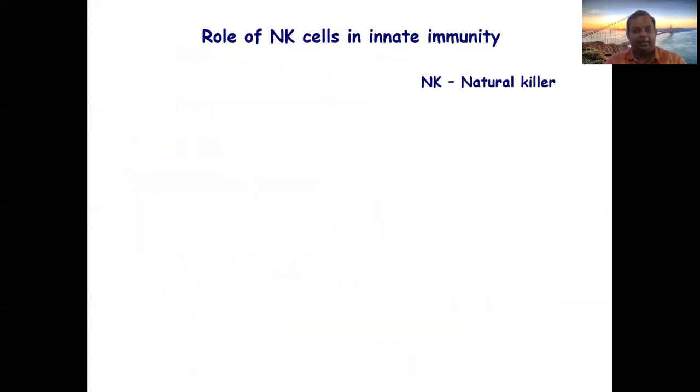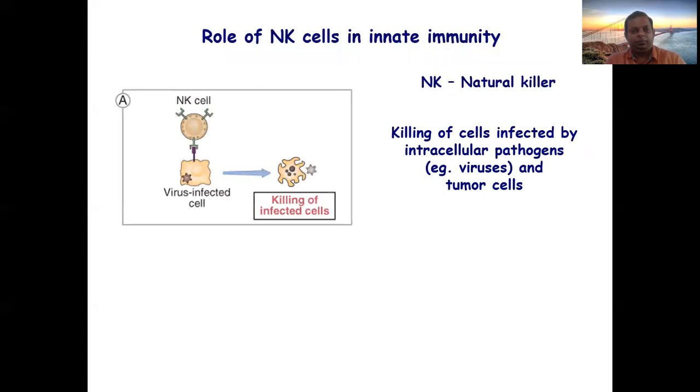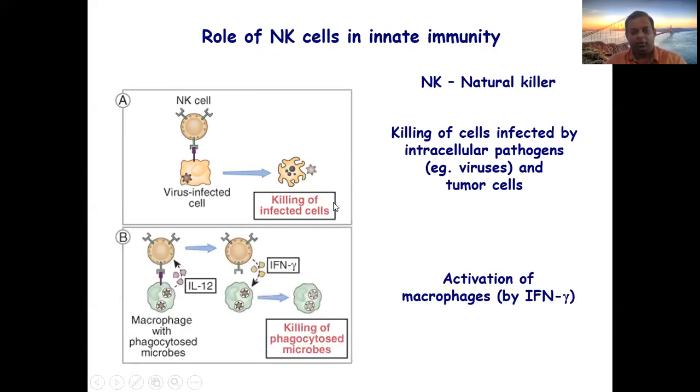We'll talk about NK cells in innate immunity. It's a cell of the innate immune system, the natural killer cell. As I said earlier, they act on virally infected cells and kill them, and also tumors. At the same time, they provoke activation of macrophages. Usually macrophages, the phagocytes, secrete interleukin 12 and activate NK cells. In turn, NK cells secrete interferon gamma and further activate these macrophages.